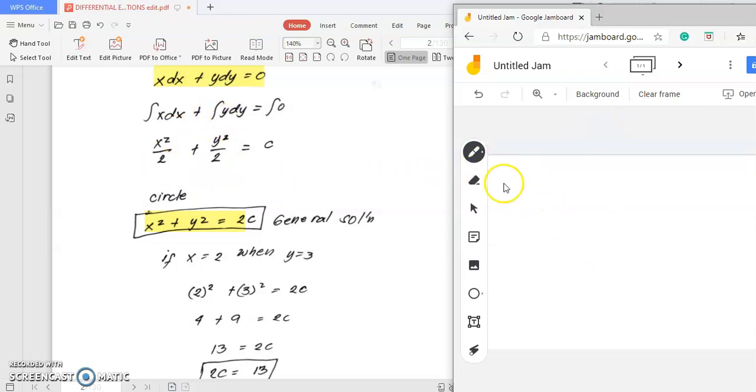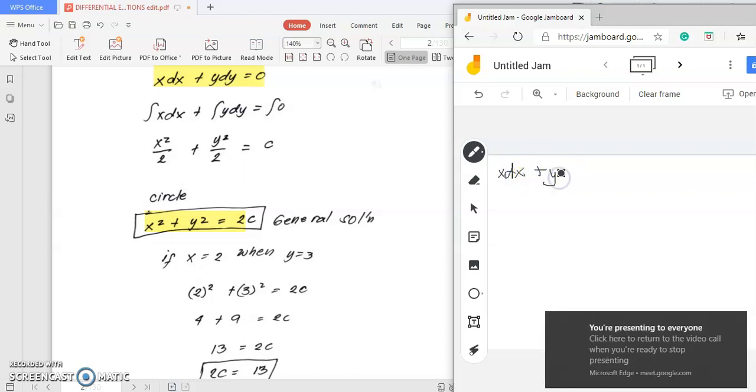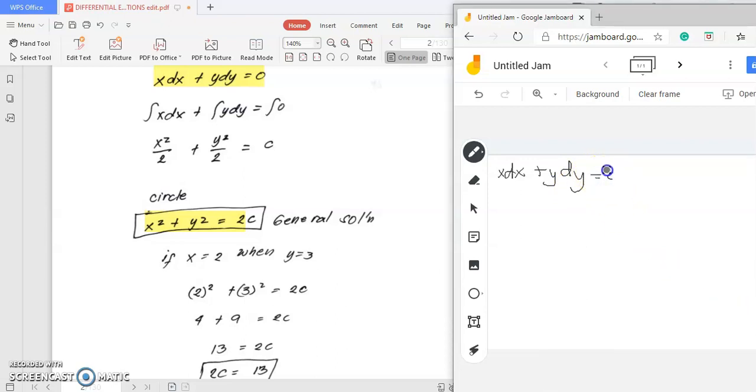So how does it come there? From the given, you will have x dx plus y dy equals 0. So you just integrate that one. The integral of that uses the power rule. So you have x squared over 2, since 1 plus 1 is the power, plus y squared over 2 plus c, equal to c.